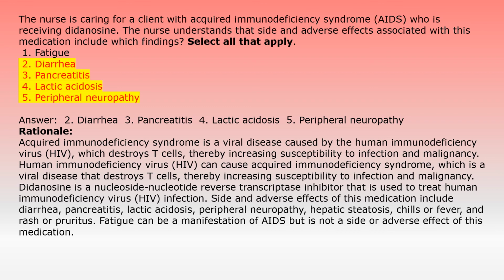Didanosine is a nucleoside-nucleotide reverse transcriptase inhibitor that is used to treat human immunodeficiency virus, HIV, infection. Side and adverse effects of this medication include diarrhea, pancreatitis, lactic acidosis, peripheral neuropathy, hepatic steatosis, chills or fever, and rash or pruritus. Fatigue can be a manifestation of AIDS but is not a side or adverse effect of this medication.